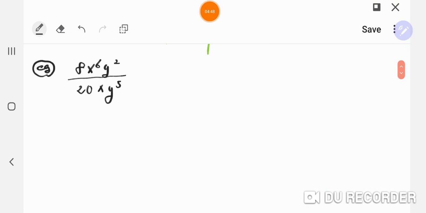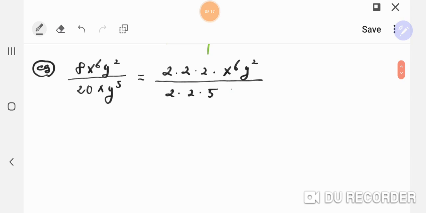Okay, let's try an example here. This rational expression is already factored, so what we can do is rewrite it. There are numbers 8 and 20. 8 is 2 times 2 times 2, and x to the 6th power y squared. And 20, if you rewrite it as a product, is 2 times 10, and 10 is 2 times 5, times x times y to the 5th power.